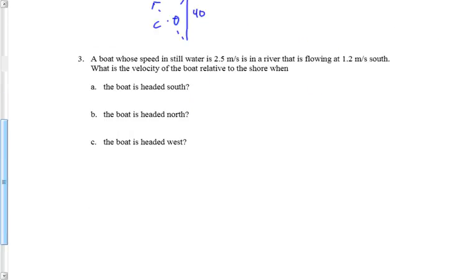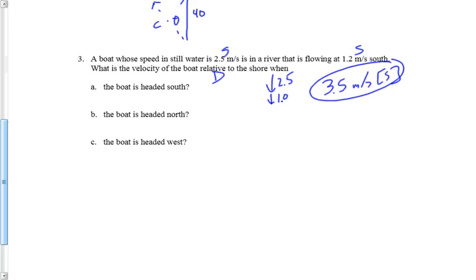Finally, number 3 says a boat whose speed in still water is 2.5 meters per second. So that's how fast I can aim, 2.5 meters per second. That's going to be a solid line vector. The river is flowing at 1.2 to the south. That's solid as well. What's the velocity of the boat relative to the shore? That's what we're trying to find, the dotted line vector, when the boat is headed south. We don't even have to draw a diagram for this one. Look, I can head at 2.5 to the south. The water is 1 to the south. Add those up, we get 3.5 to the south. There's nothing crazy to do with that, right?